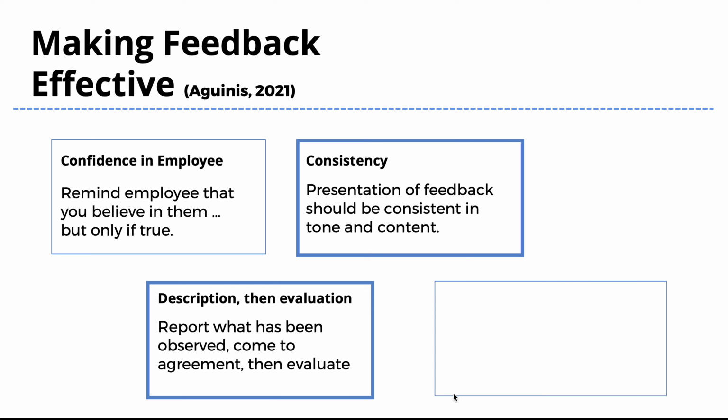So first we're going to tell them what we saw. We're going to ask them whether or not they agree or give them an opportunity to provide additional information that we might not have. And then once we have their side of the story, then we'll evaluate whether or not we still think that behavior is problematic and a way to move past it in the future.